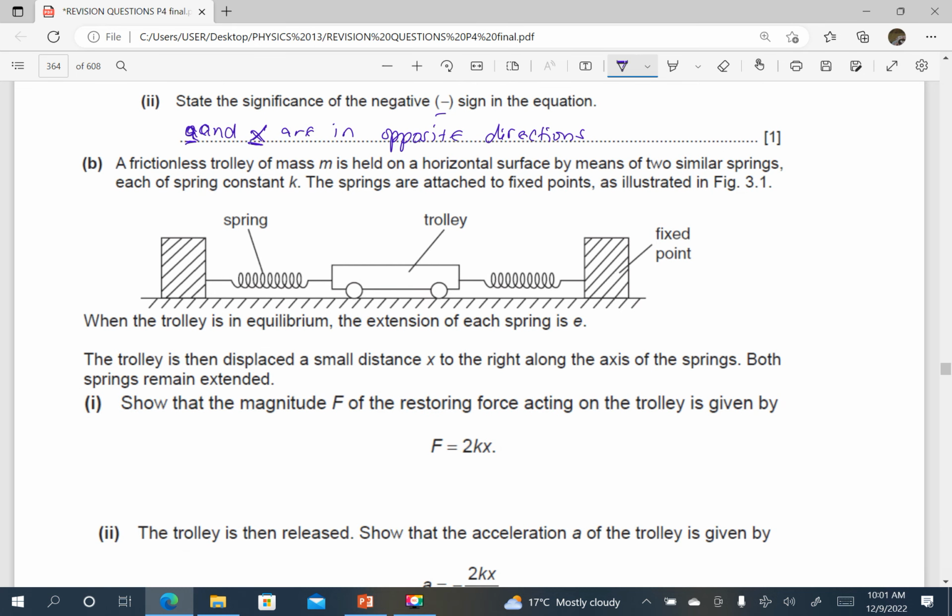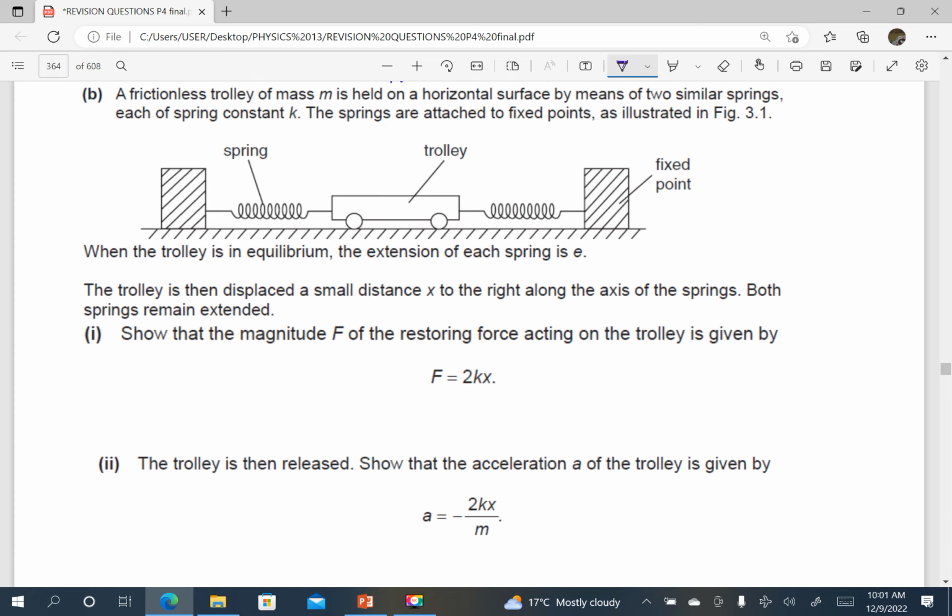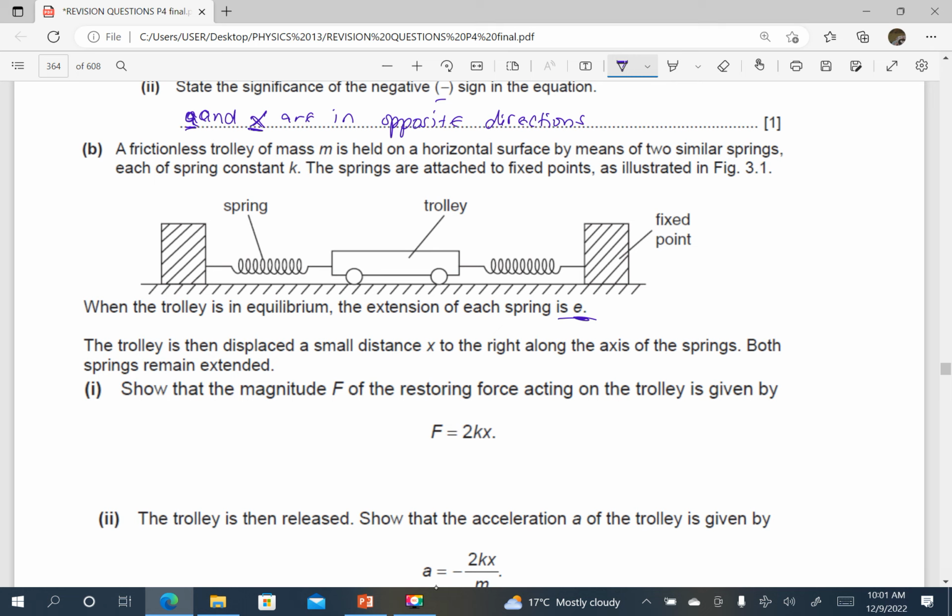A frictionless trolley of mass m is held on a horizontal surface by means of two similar springs, each of spring constant k. The springs are attached to fixed points as illustrated here. When the trolley is in equilibrium, its extension is E. So when it is in equilibrium, tension is Ke. The trolley is then displaced a small distance x to the right. The extension this side will be now E plus x. The extension this side will now be E minus x, because it is displaced this side. One compresses, the other extends.